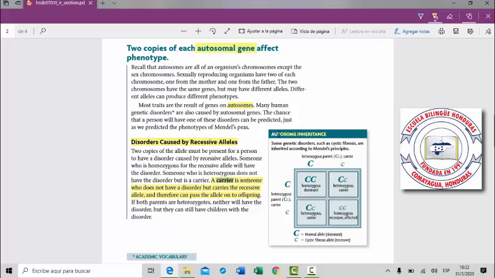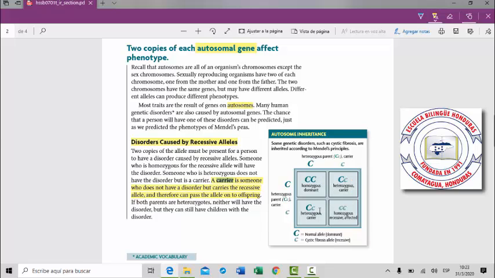In this case you have two letters. One letter is the capital C, that's the normal allele, the dominant one. And you have the lowercase c, the recessive allele. You have to combine them. In the first row with the first column, a capital C combined with another capital C gives the product homozygous dominant. Now the same capital C combined with the lowercase c gives the product heterozygous carrier.